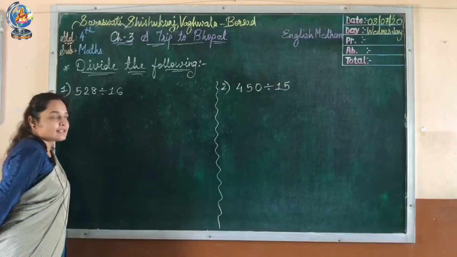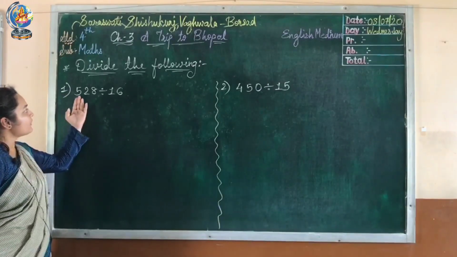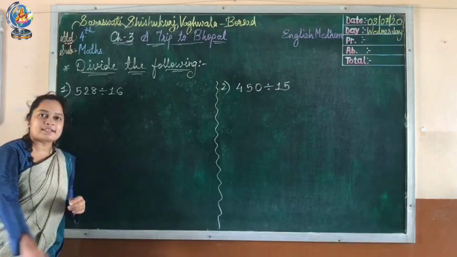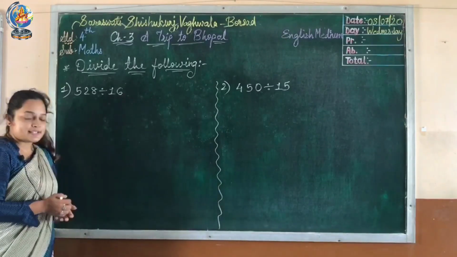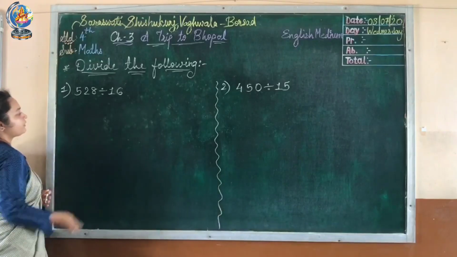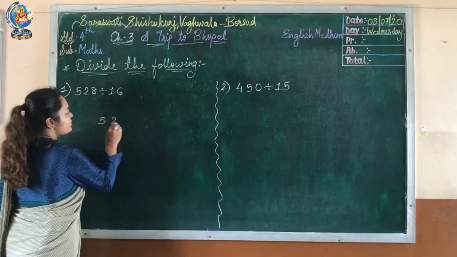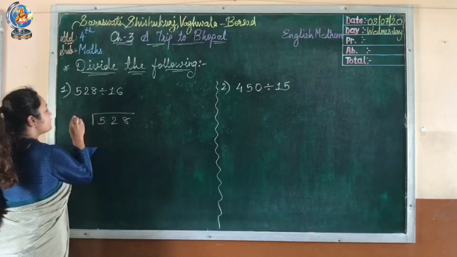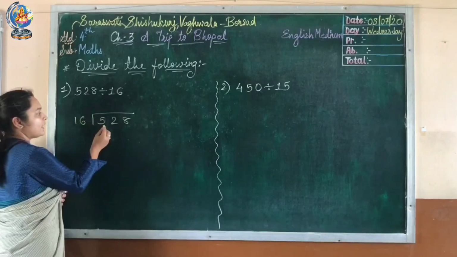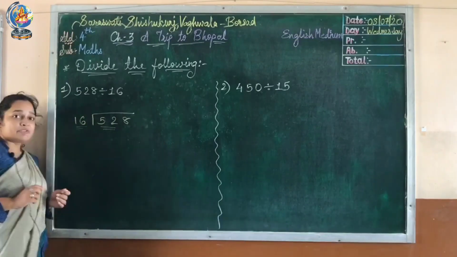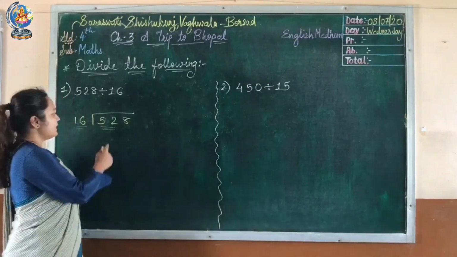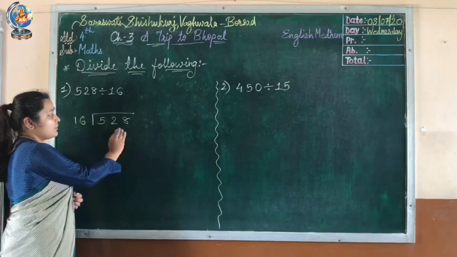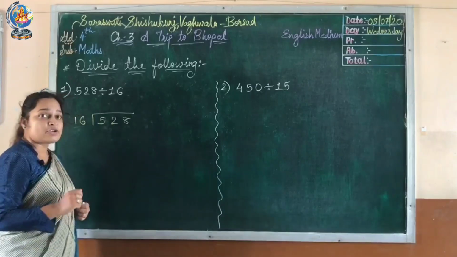Okay, our pre-task number 1, 528 divided by 16. It means here we have to take the table of 16. 528 divided by 16. If you compare 52 with 16, you can divide this number, right? So first of all, let's check whether we are getting 52 in the table of 16 or not.